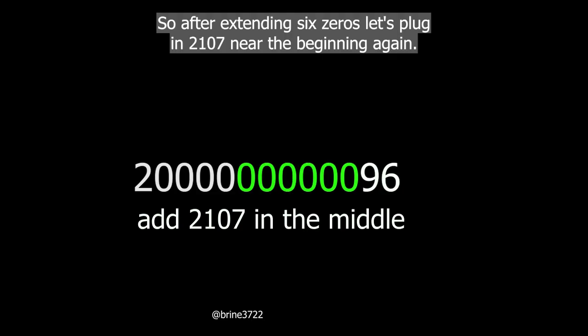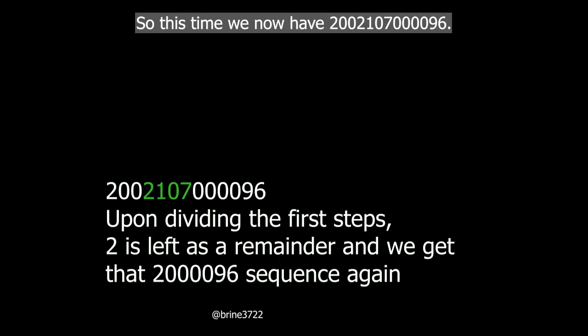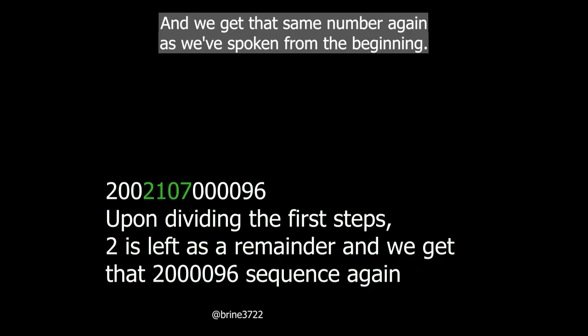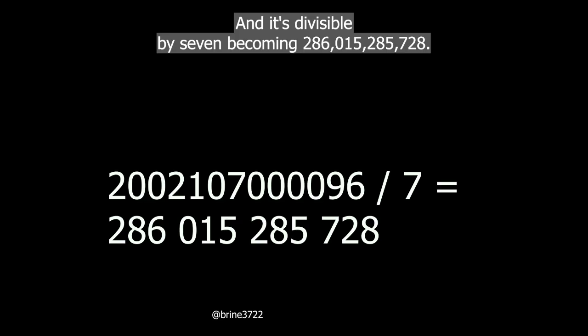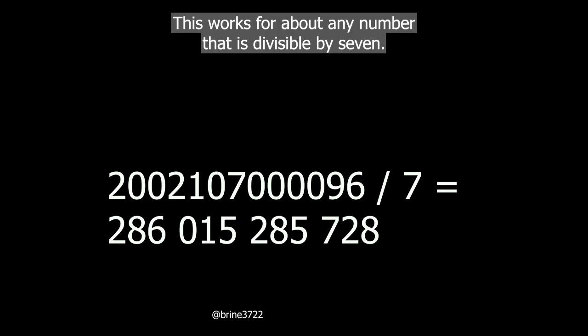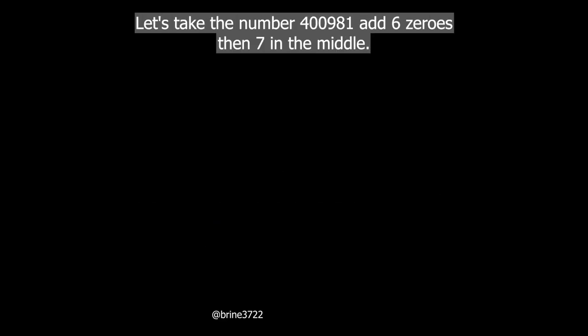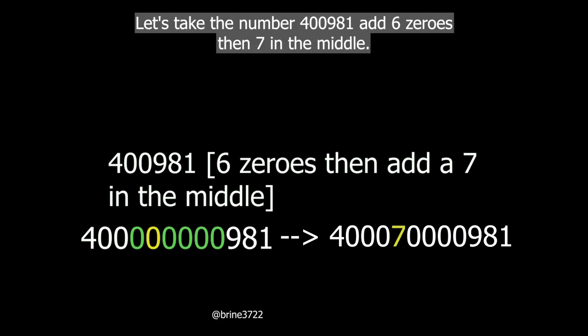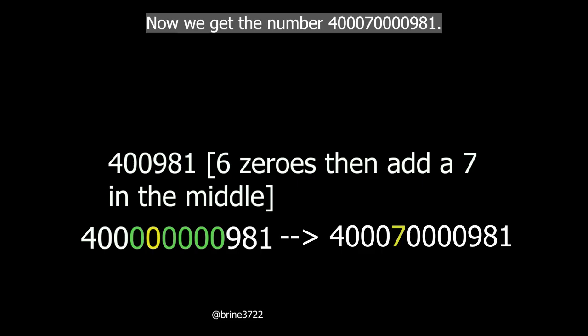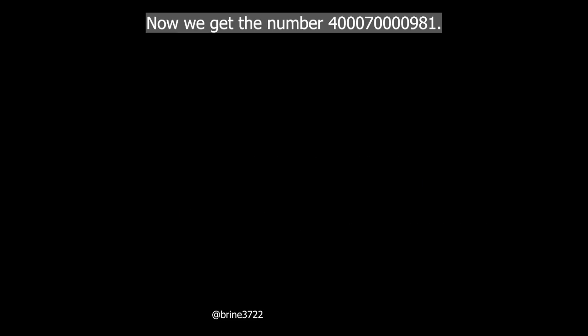So after extending 6 zeros, let's plug in 2,107 near the beginning again. So this time we now have 2,002,107,000,096, and we get that same number again as we've spoken from the beginning, and it's divisible by 7, becoming 286,015,285,728. This works for about any number that is divisible by 7. Let's take the number 400,981. Add 6 zeros, 7 in the middle. Now we get the number 4,000,007,000,000,981.